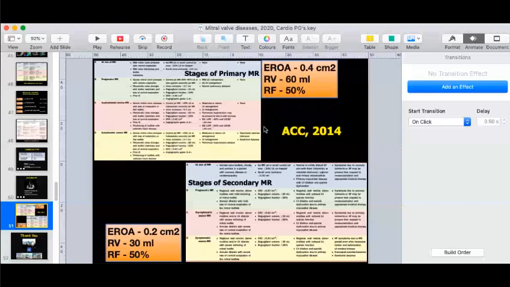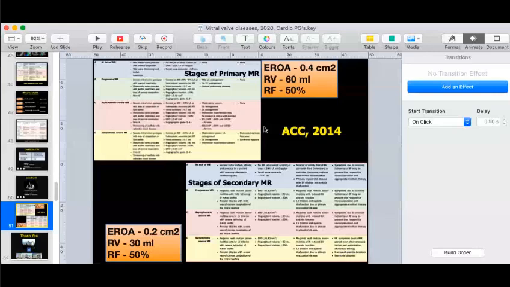Yes. Thank you, sir. Sir, but the regurgitant fraction is the same in both, sir. Reason for that, sir? The regurgitant fraction is not going to be affected. It is primarily the volume that is going to be compared with the volume of the LVOT, and that is not going to change much.